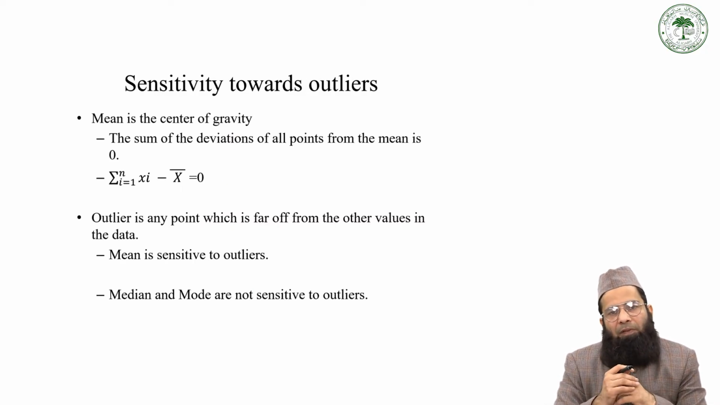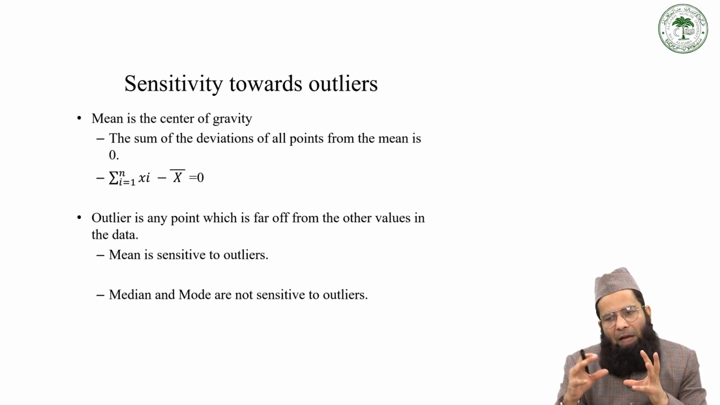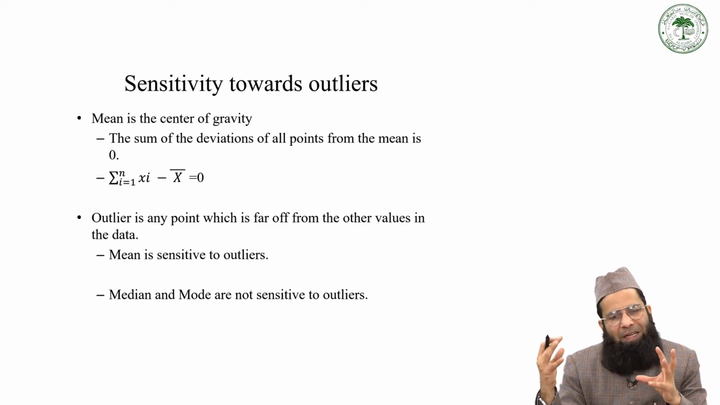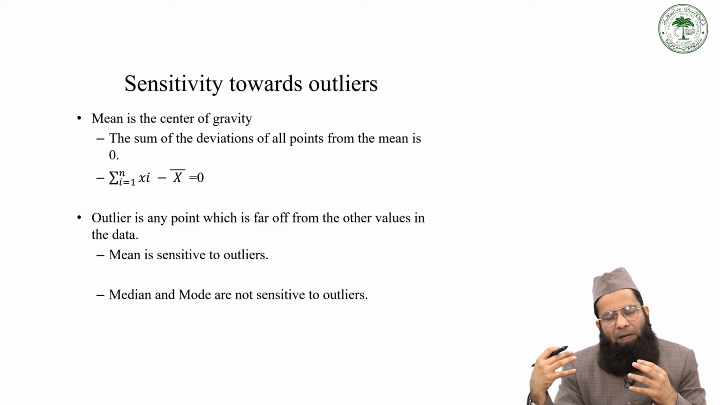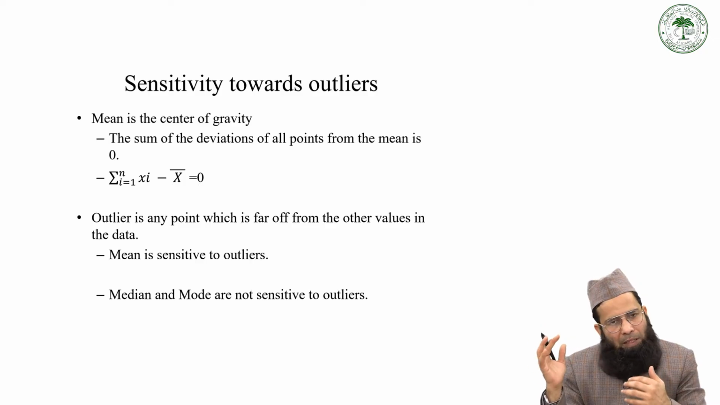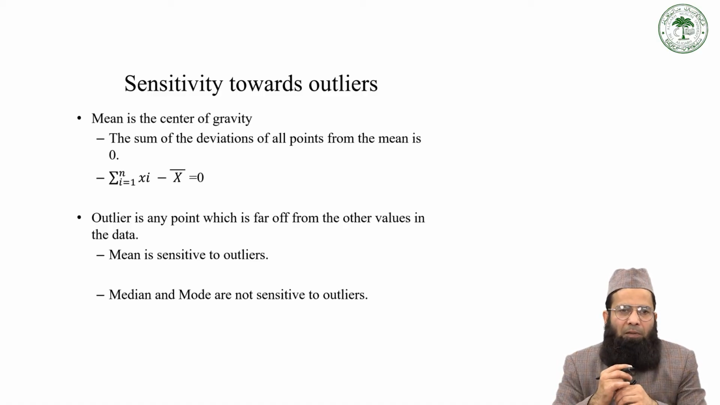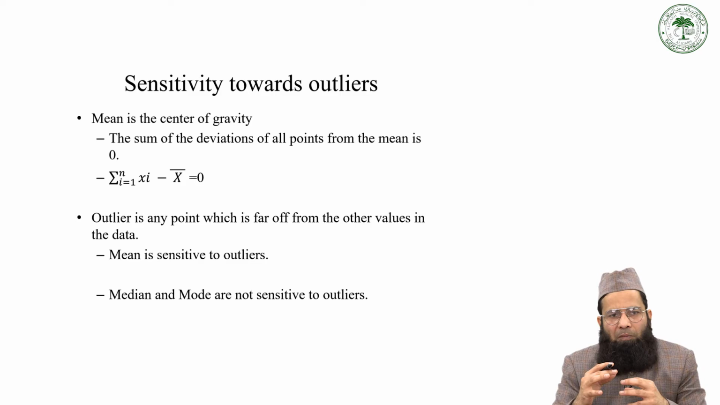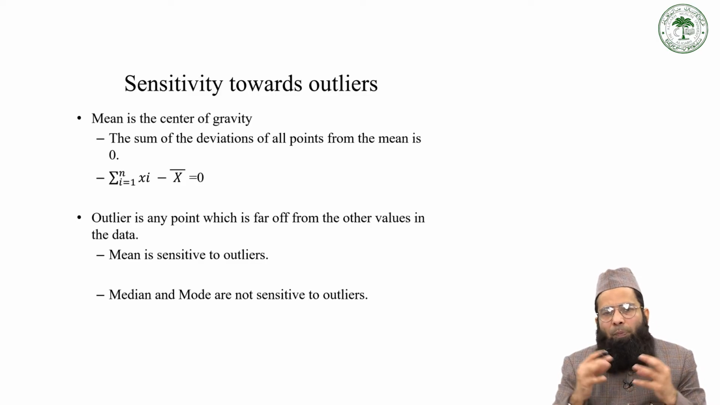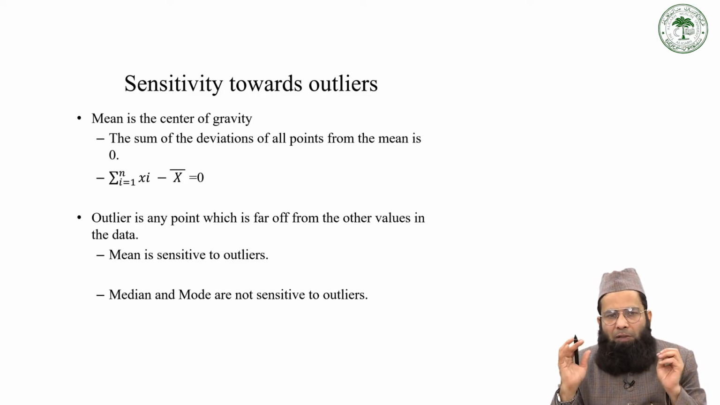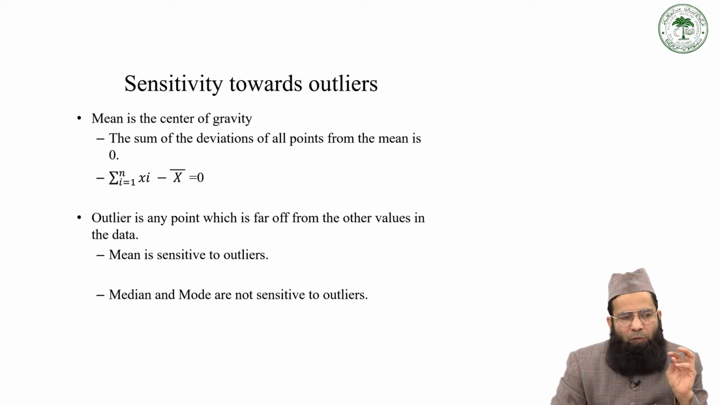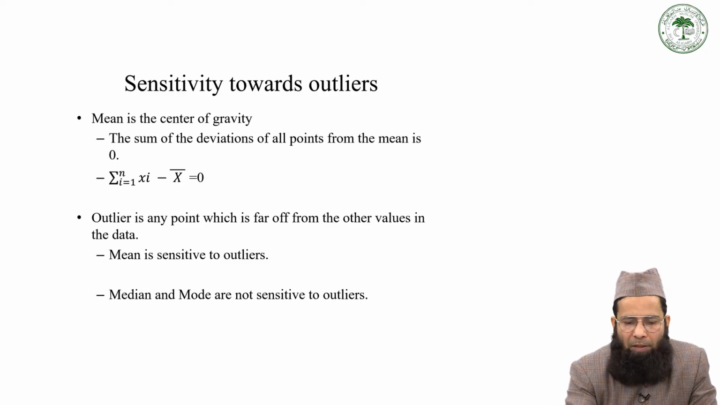How sensitive is the mean towards outliers? I have already discussed that an outlier is a value which is not in the range, whether it is very high or very low, right? Since the mean is the center of gravity, if you sum up the deviations of all points from the mean, you will find 0, right? So how would it be 0?